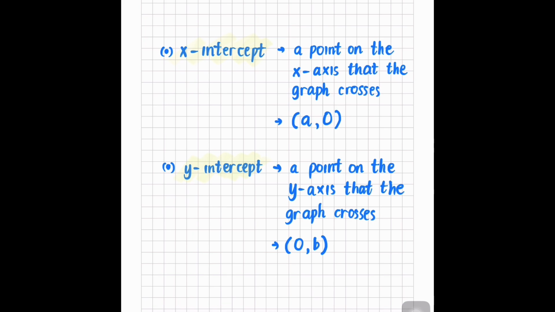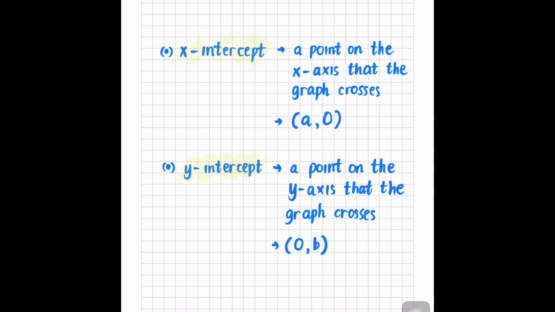The x-intercept is a point on the x-axis that the graph crosses. If you're going to write it as a point, this is the format: a value for the x-coordinate, comma 0. And the y-intercept is a point on the y-axis that the graph crosses. The format, if you're going to write the y-intercept as a point, should be 0, comma, b, where b is the y-coordinate of the point.